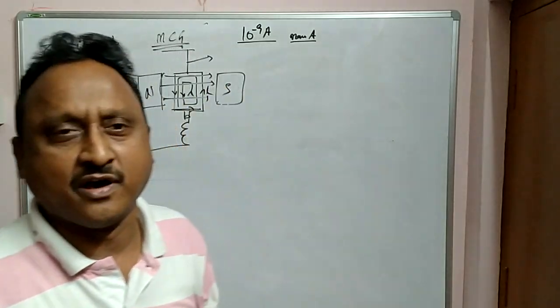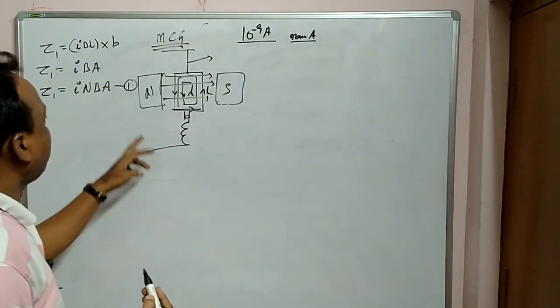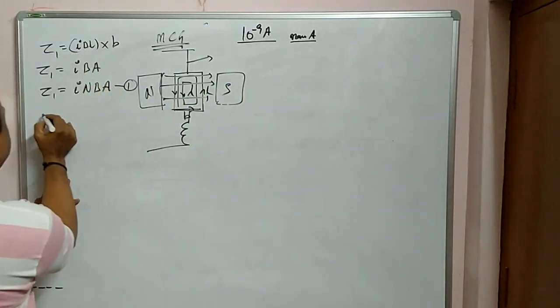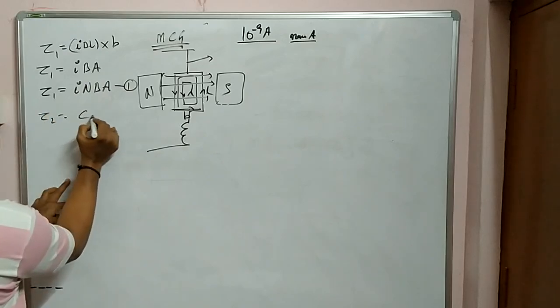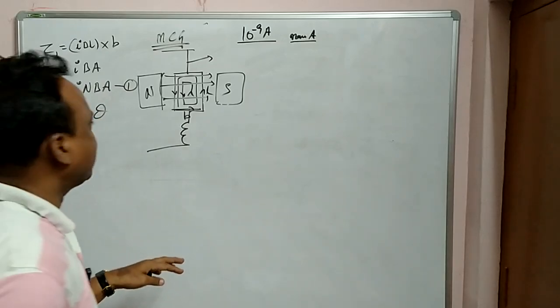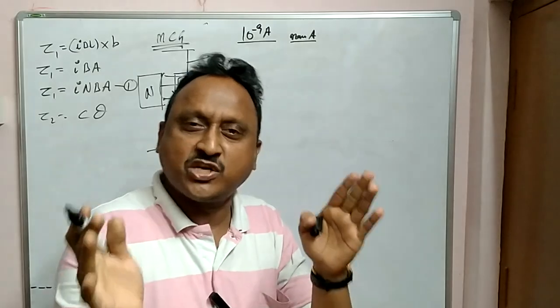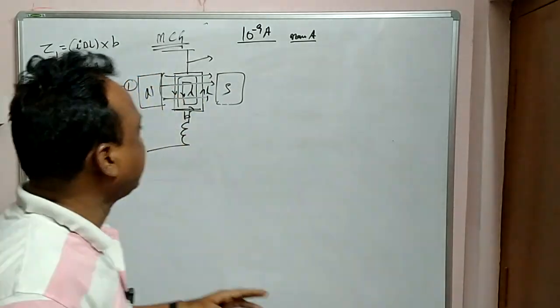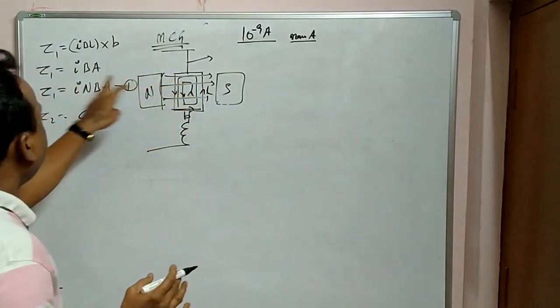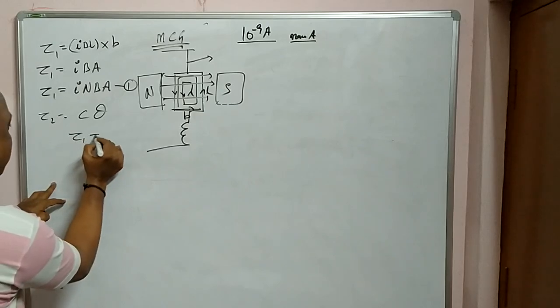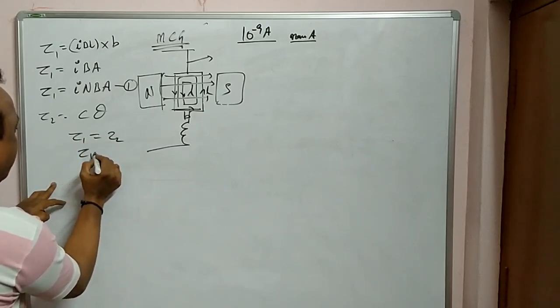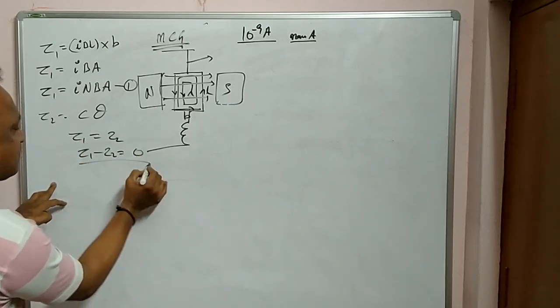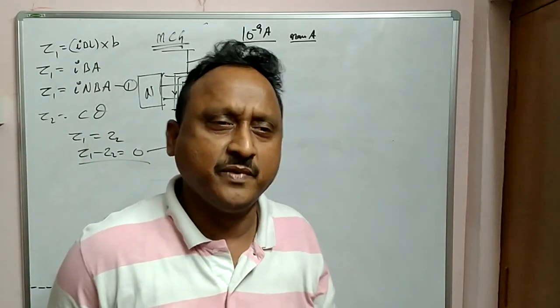At the same time, the spring also produces one torque. That is the restoring torque, or restoring couple. You can take it as torque 2. Let it be C into theta, or C is the torque per unit twist. Suppose when the coil is at rest, at some angle torque 1 is equal to torque 2, or torque 1 minus torque 2 is equal to 0. When the body is at rest, the resultant torque should be equal to 0.